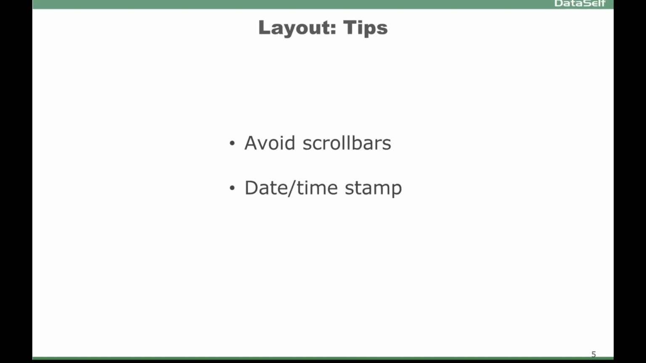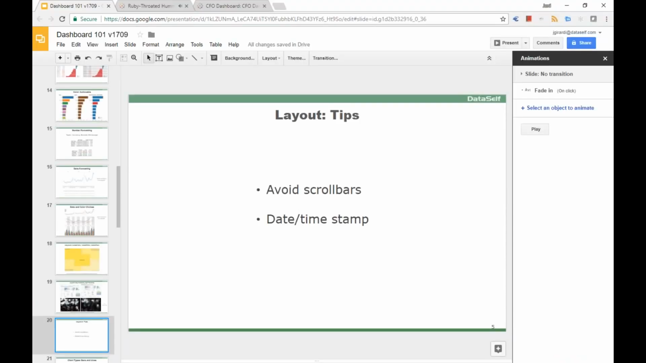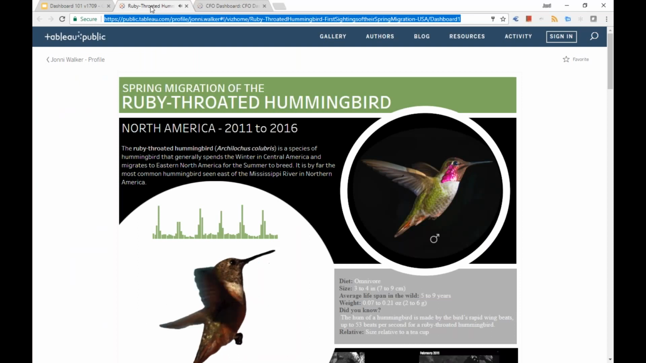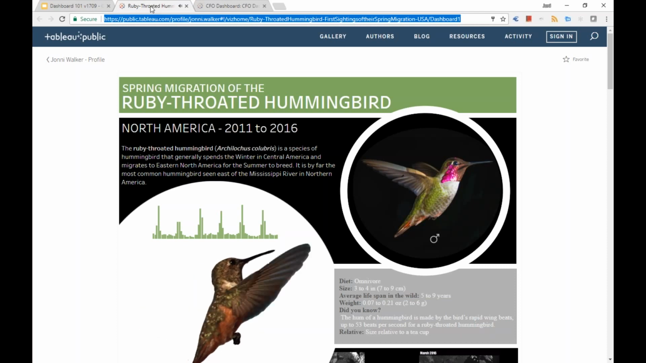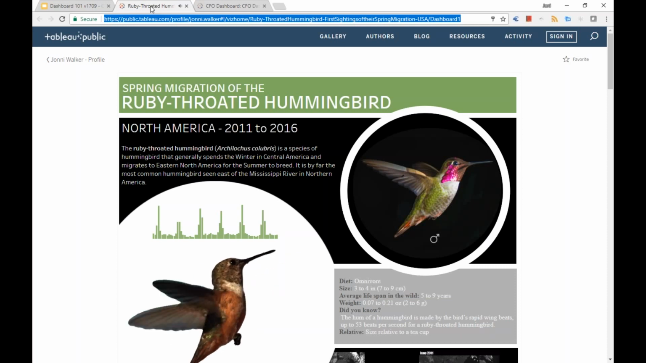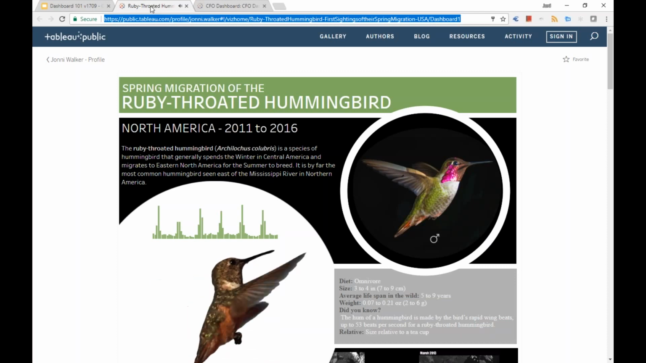Let me actually step back here a little bit and show two examples of reports and of dashboards that will talk a little bit about all of these things I have covered so far. So the first one is this dashboard. This is not a business-oriented dashboard, but this is an example of a dashboard designed for people that are going to be seeing this only once in a while, maybe only once, and if they're interested in hummingbirds, they're probably going to spend several minutes looking at this dashboard.